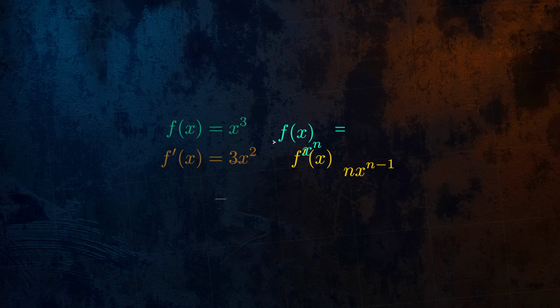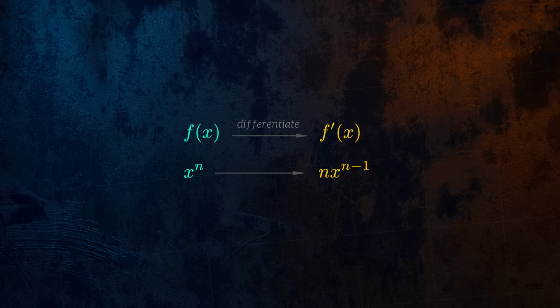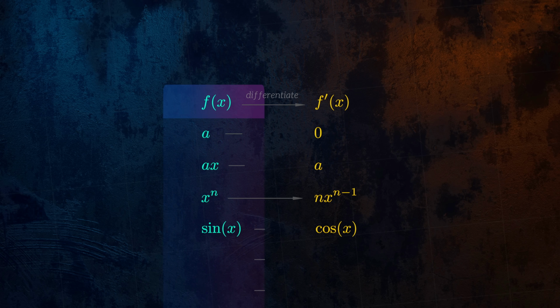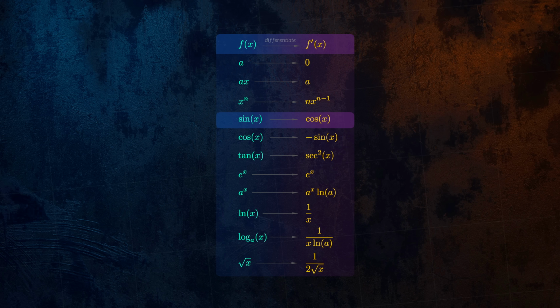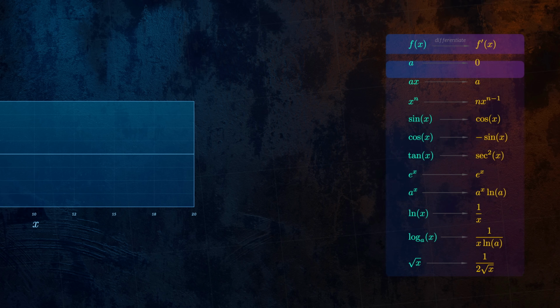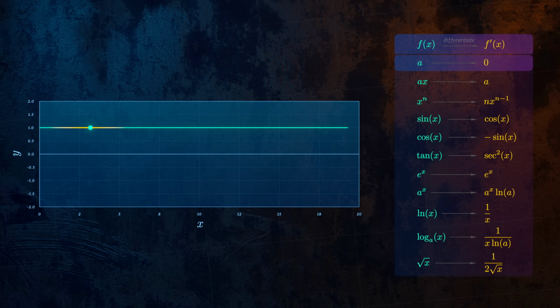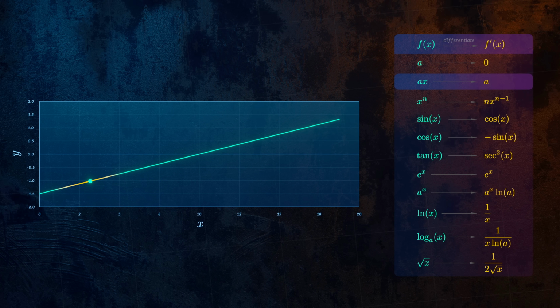Instead of deriving everything from scratch, engineers use tables of standard derivatives for the functions we see again and again, like sine, cosine, exponential functions, or square root functions. Let's look at a few examples. The derivative of a constant value is 0, because it has no slope. And a straight line has a constant slope, so its derivative is a constant value.